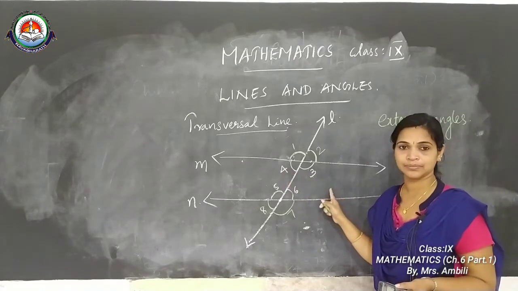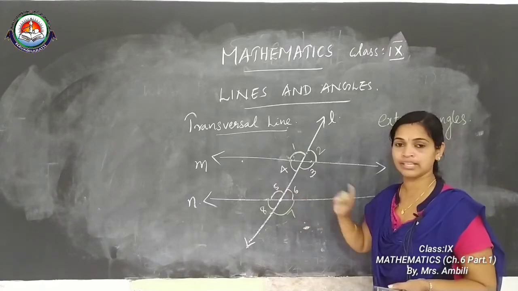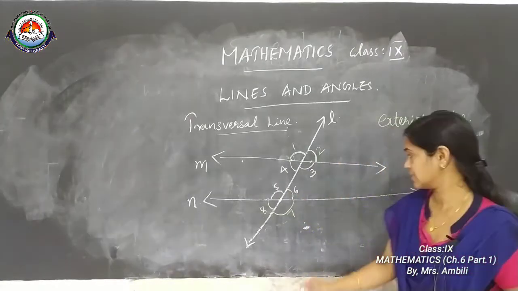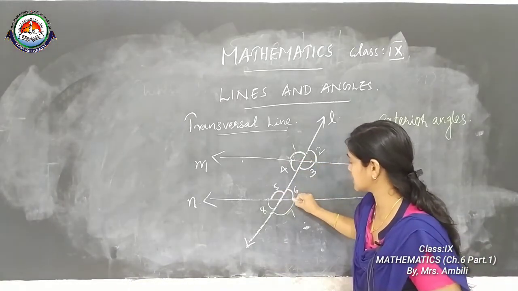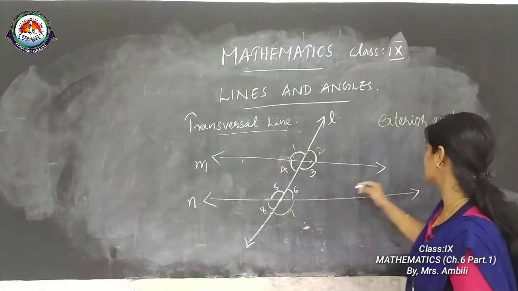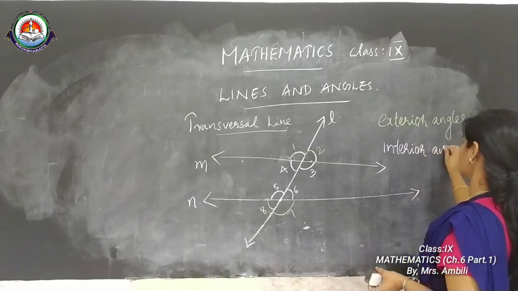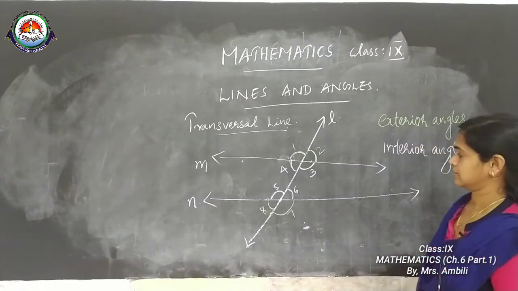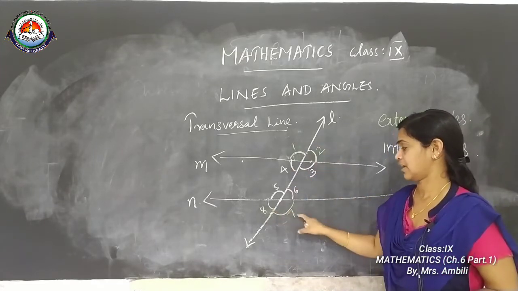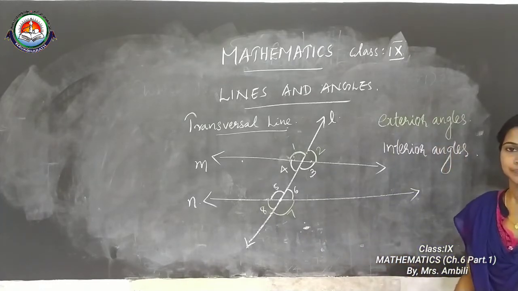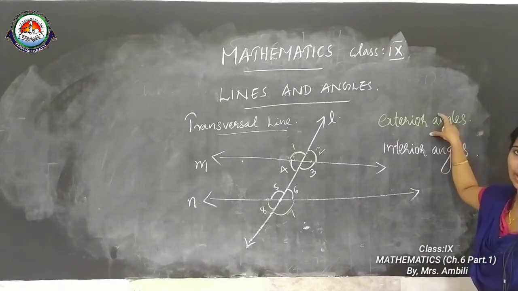The other 4 angles are angle 3, angle 4, angle 5, angle 6. These 4 angles are known as interior angles. What is that? Interior angles, that is, inside these 2 lines. The other 4 angles are known as exterior angles. I hope now you understood what interior angles and exterior angles are.